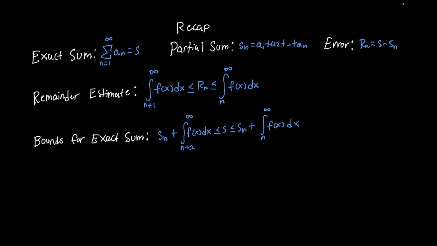So here's the recap. Here are the formulas, just in case you didn't write them down before. You have your exact sum, partial sum, your error or remainder estimate, and bounds for the exact sum. You use it when a series is positive and decreasing, and you want to estimate the sum or the error. So this concludes section 11.3 and tells us how to estimate the sum once we know the series converges.